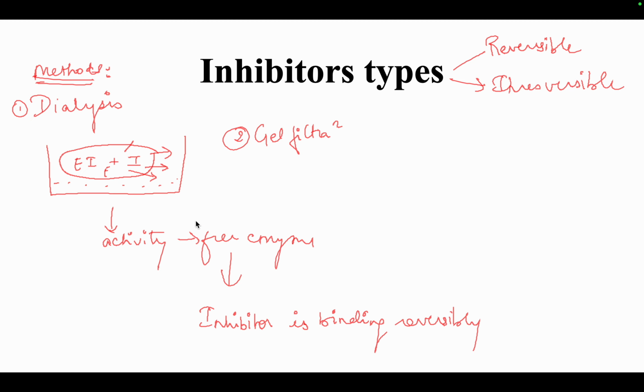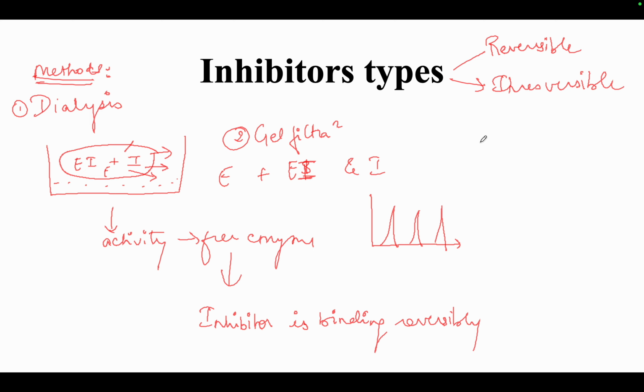In gel filtration chromatography as well, we'll have an enzyme inhibitor complex, and we'll have an inhibitor, and we'll have only enzyme. These different forms of enzyme and inhibitors will give us different elution peaks, and from here we can also confirm whether the inhibitor is completely reversibly bound to this enzyme or not.